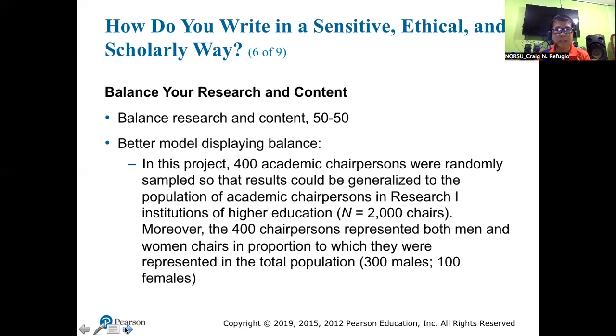Moreover, the 400 chairpersons represented both men and women chairs in proportion to which they were represented in the total population: 300 males and 100 females. This is an example of a stratified sampling design, in which there is a proportion between male samples and female samples with reference to the total population.